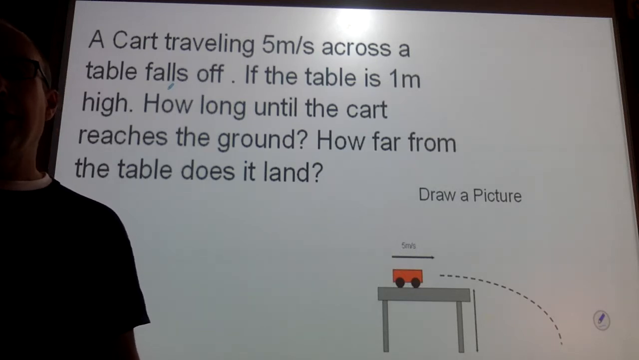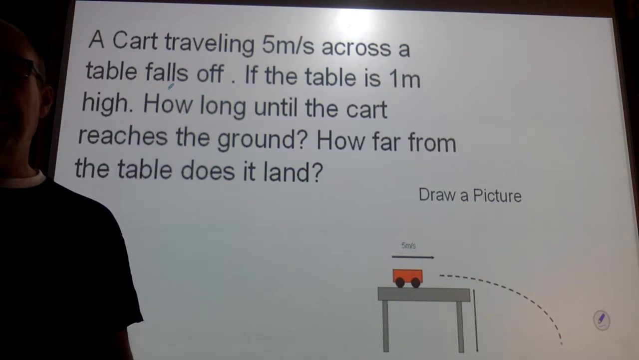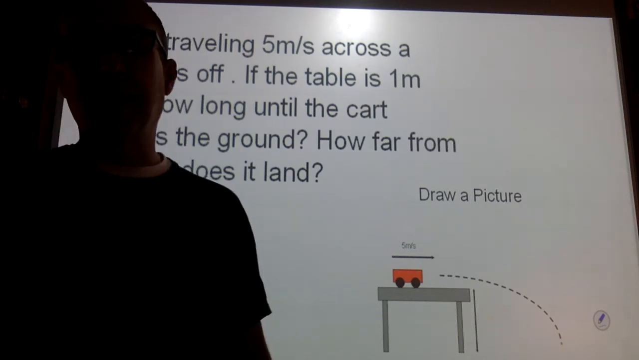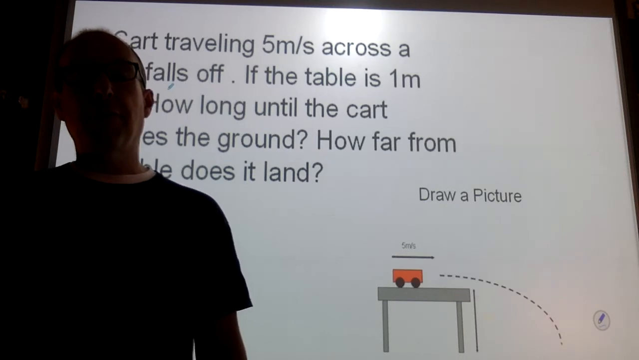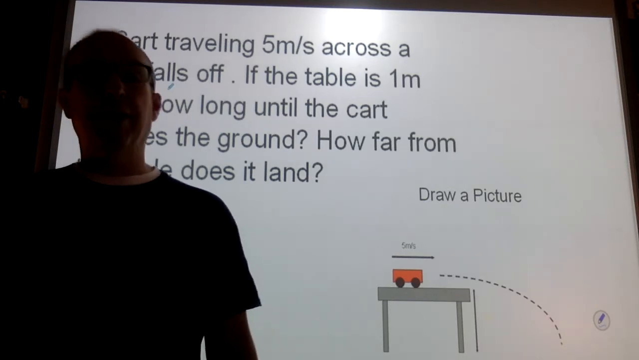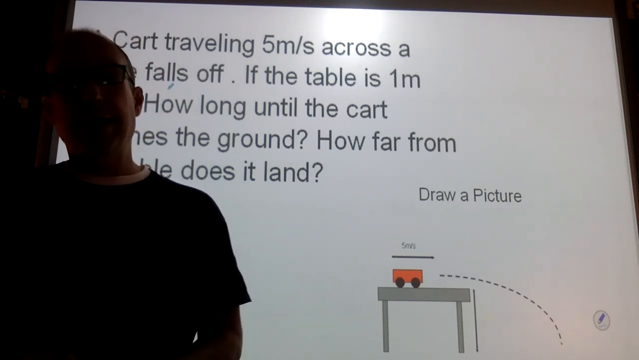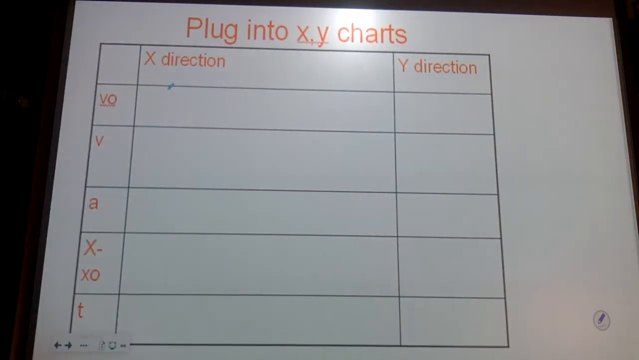So very common horizontal launch problem. And again, AP Physics likes to focus on things that are misconceptions. And a misconception is that if I throw something and drop it, they would hit the ground at different times. That's not the case. All right, so I'm going to plug in what I know.